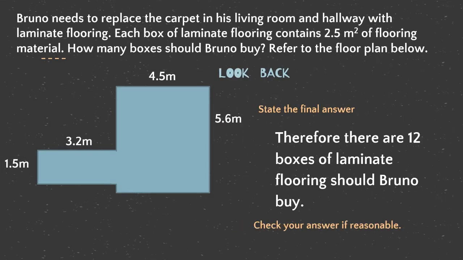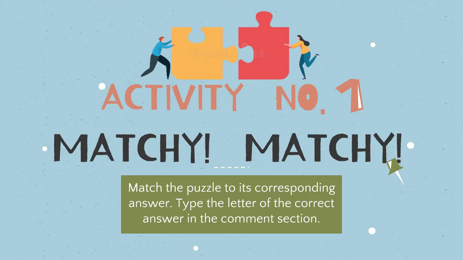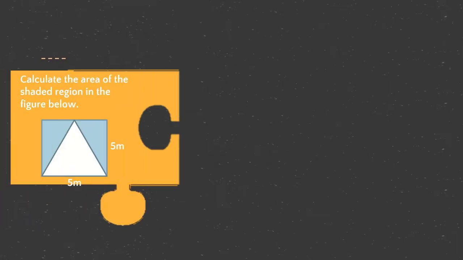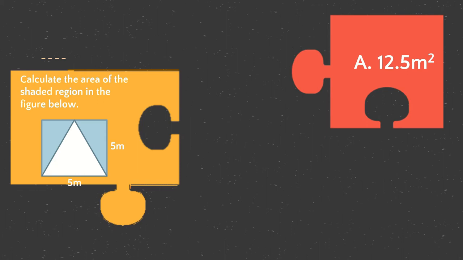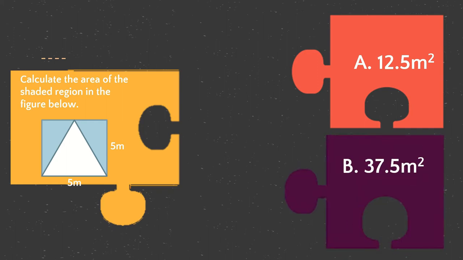Let's have an activity named Matchy Matchy. Match the puzzle to its corresponding answer by typing the letter of the correct answer in the comment section. Let's have number 1. Calculate the area of the shaded region in the figure below. Is it letter A, 12 5/10 square meters? Letter B, 37 5/10 square meters?